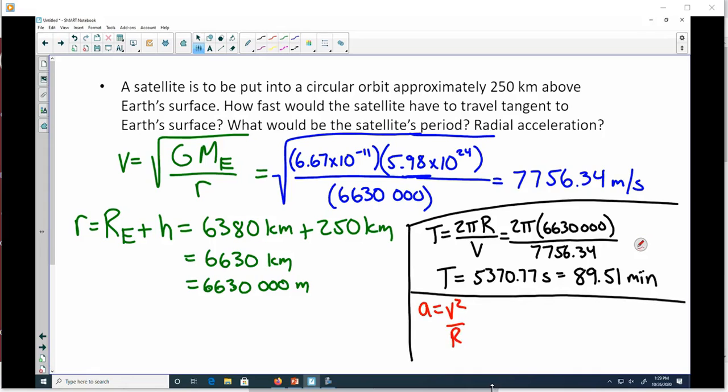And to determine the radial acceleration, we just want to find v squared over r. We find the radial acceleration is 9.074 meters per second squared. So we can use this process to solve for any satellite that's above Earth's surface, or to solve for any satellite orbiting any object. We just have to assume that it's a circle.